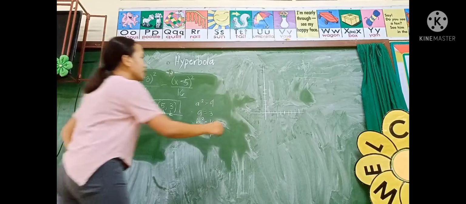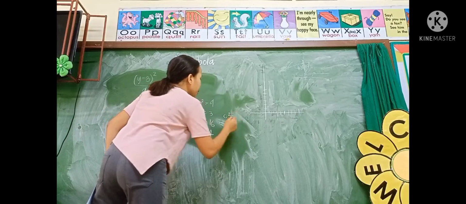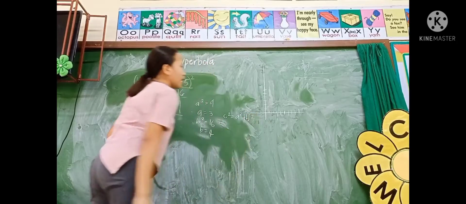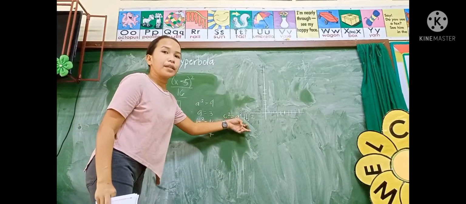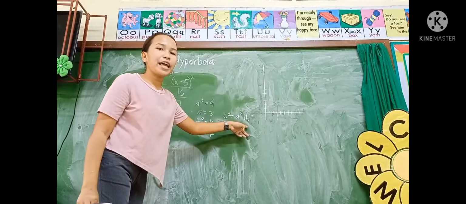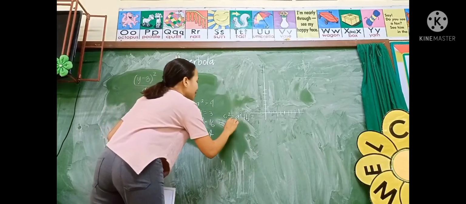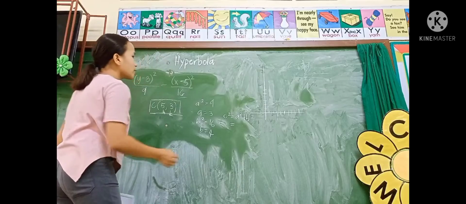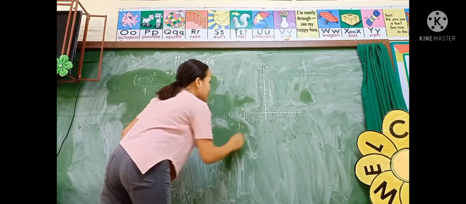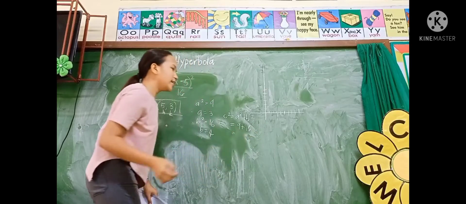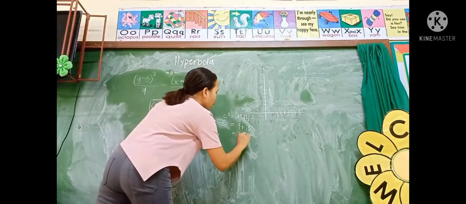So, to find the C, so C square, given the formula of the Pythagorean theorem, A square plus B square. Ayan. Nakikita natin na plus siya sa hyperbola, and then minus sa ellipse. Ayan. Tingnan yung pagkakaiba. So, let's substitute the given value. So, A square is equal to 9, plus B square is equal to 16. So, we have now 16 plus 9 is equal to 25.